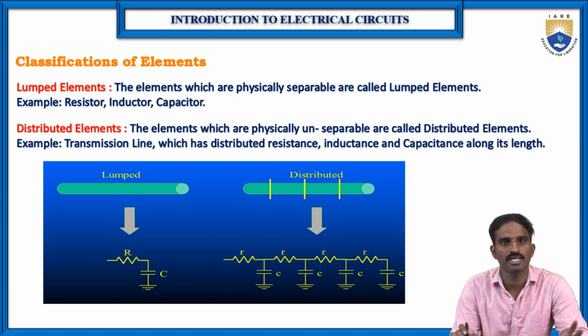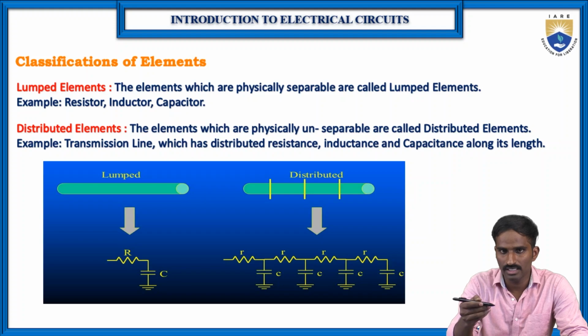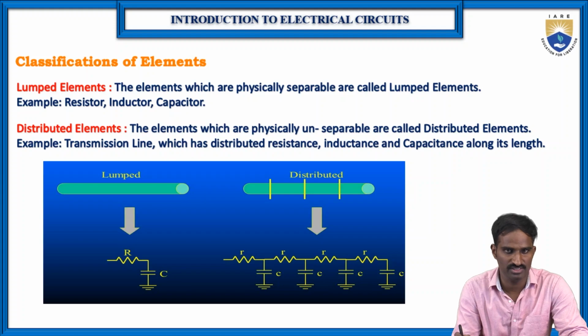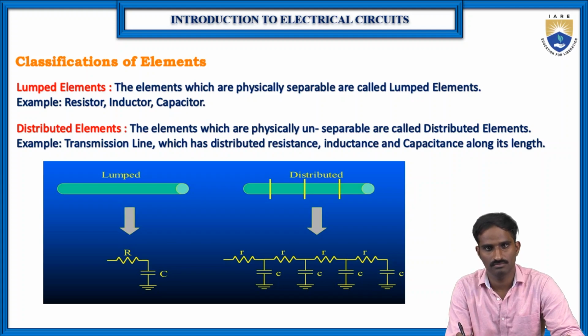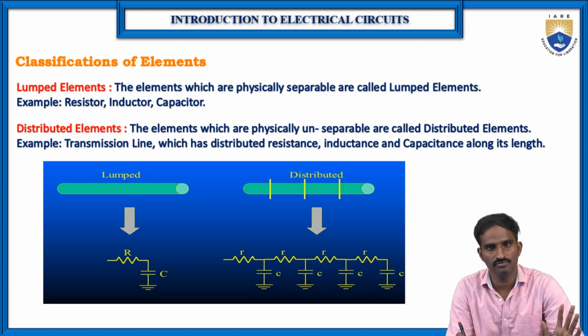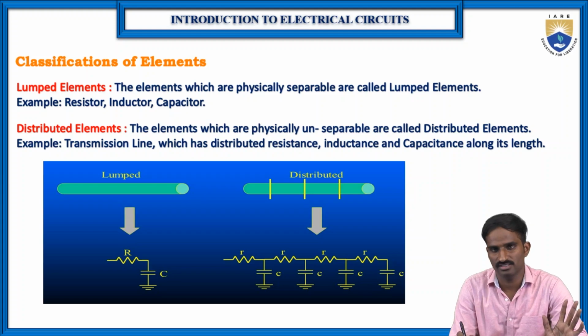So the best example is the transmission line. Transmission line means the lines which are used to transmit the electrical energy from one place to another place. So this is all about the classification of elements, right? And now we are going to discuss about the passive elements, which are resistor, inductor and the capacitor, as well as the voltage and current relation in each case.